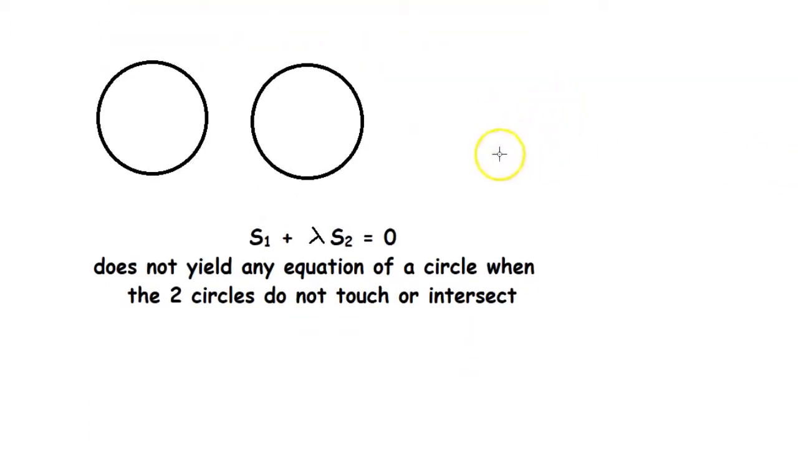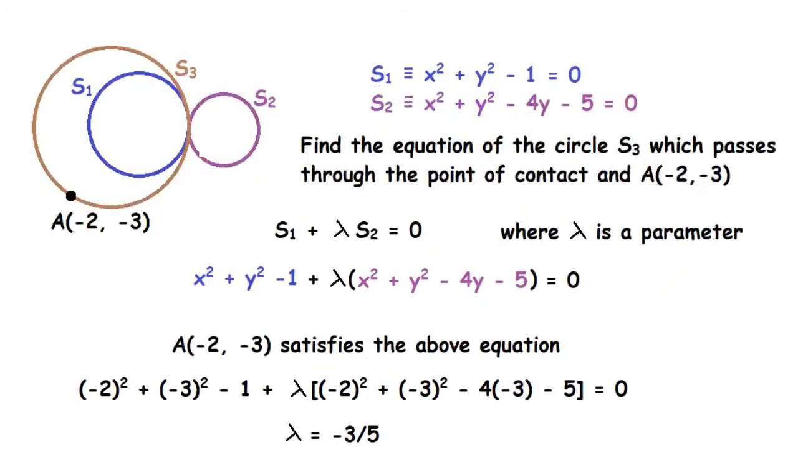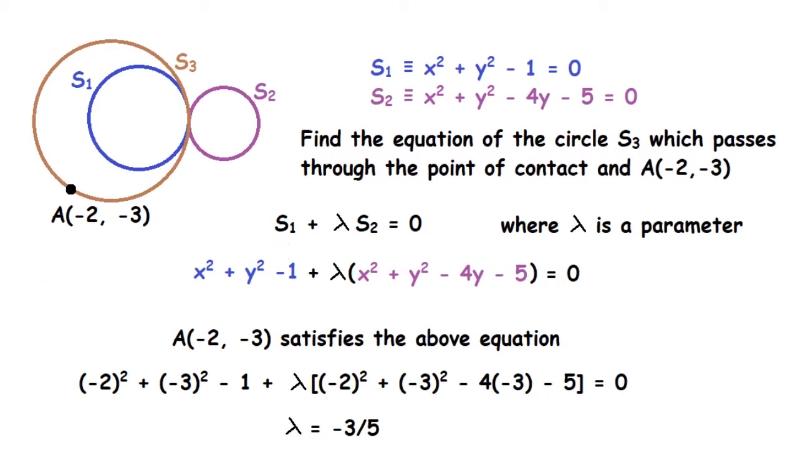You might be wondering, what if the two circles do not touch or intersect each other? Well, we don't have a family of circles when the two circles do not touch or intersect. In this situation, the formula S1 plus lambda S2 equals 0 does not yield any equation of a circle. So we have only the above two situations mentioned before. So to understand this concept better, let's try a question.